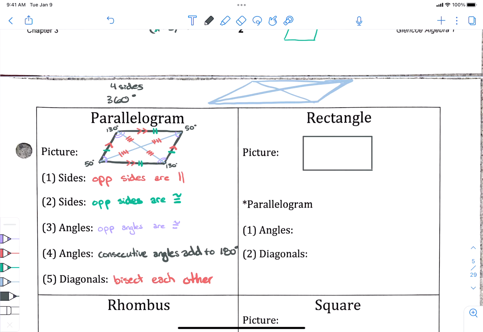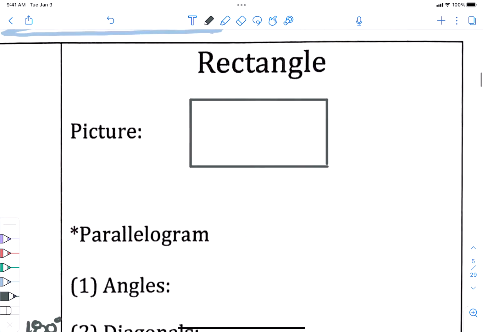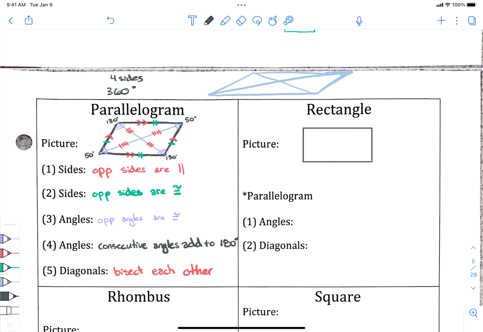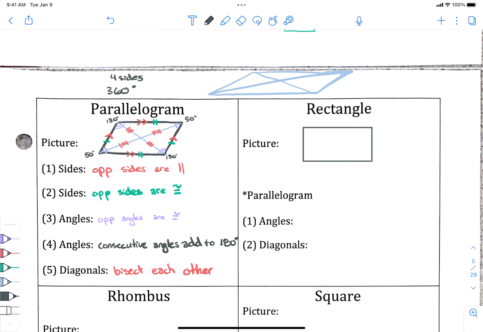Haley, this is section 6-4. We are filling in this top little box right here because we're talking about rectangles today. Oh, I'm delayed. Am I delayed? Okay, so we just fill in the parallelogram box. I'm going to zoom out a little bit. So we have a rectangle.